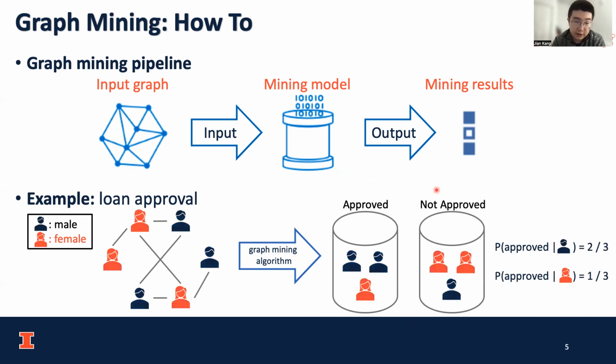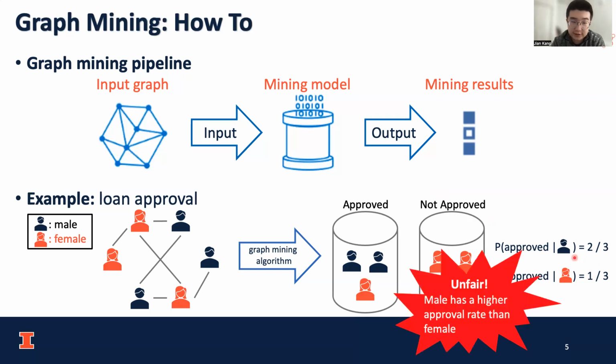However, if we consider the gender of each applicant and assume that male and female have a similar credit history on average, then we can see that male actually has a higher approval rate than female. As a result, we can conclude that this classification result is unfair because male has a higher approval rate.